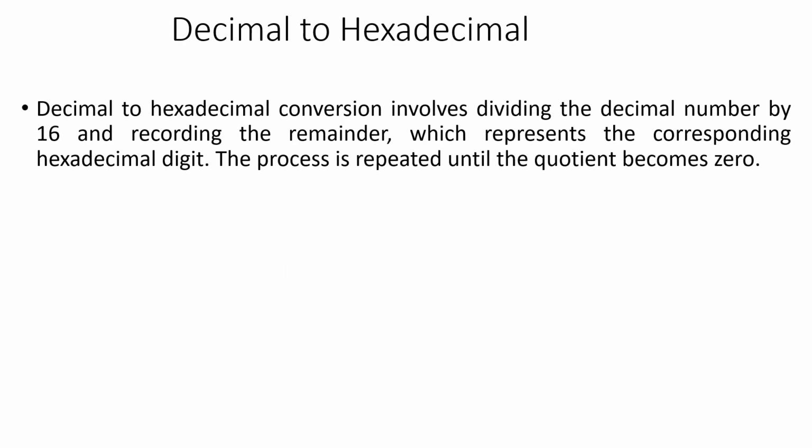Now let's see the decimal to hexadecimal conversion. In the decimal to hexadecimal conversion, we will do the division by 16 and we will repeat this process until the quotient becomes 0.